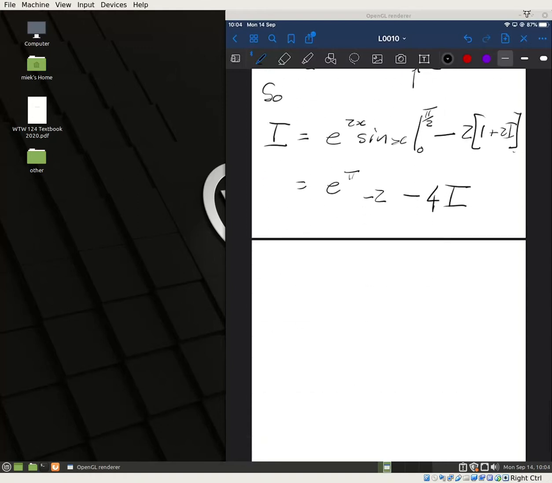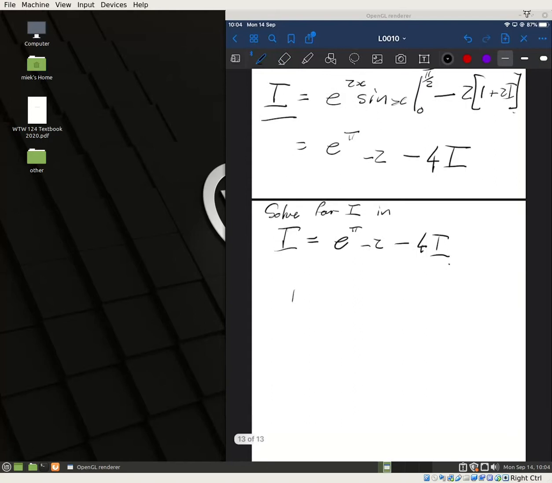And now all we do is we solve for I. So we've got this equation, we solve for I. So we know I is equal to e to the pi minus 2 minus 4I, and we solve for I, so I is e to the pi minus 2 over 5. Okay. And that is it for this example.